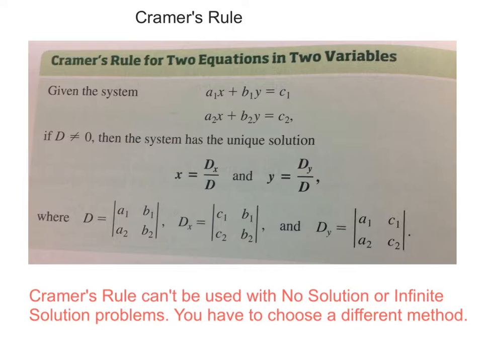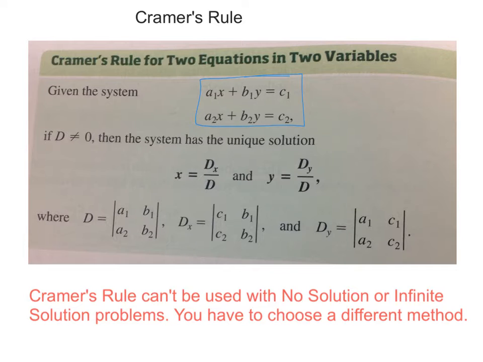Now here is what Cramer's rule actually is. So Cramer's rule for two equations and two variables. The same holds true for equations with three variables, your x, y, z. Same holds true for Cramer here. So you're given this system.